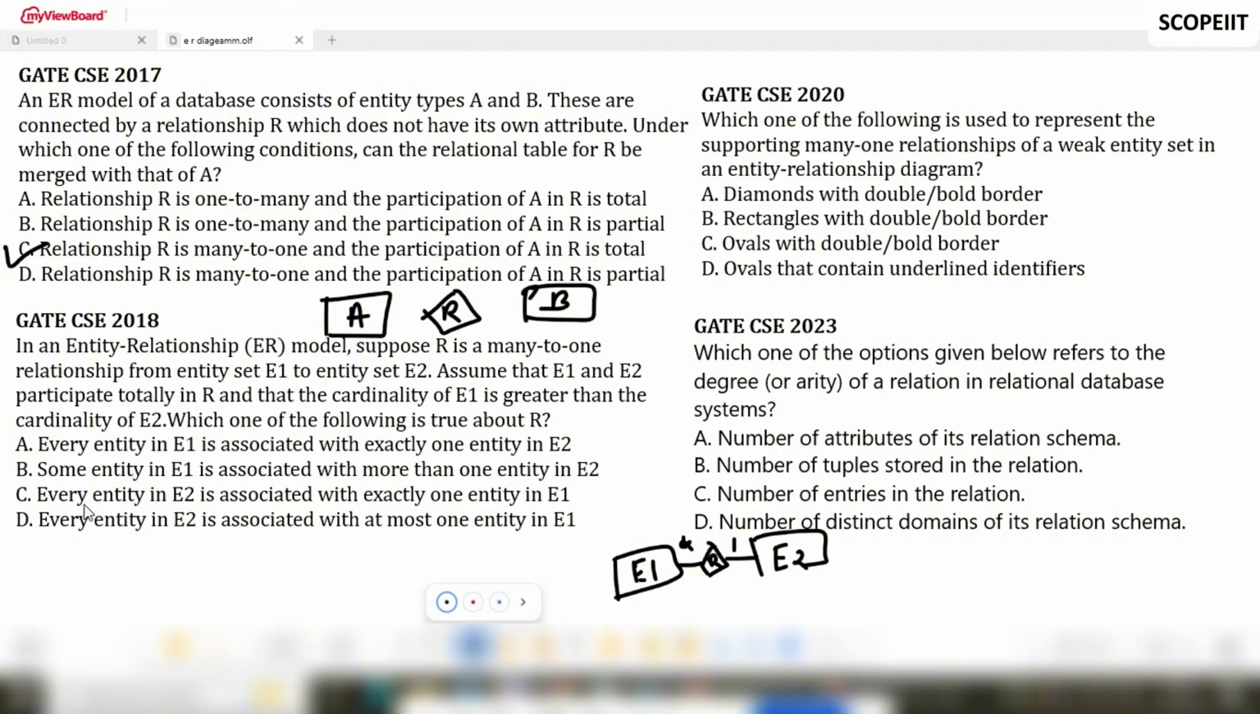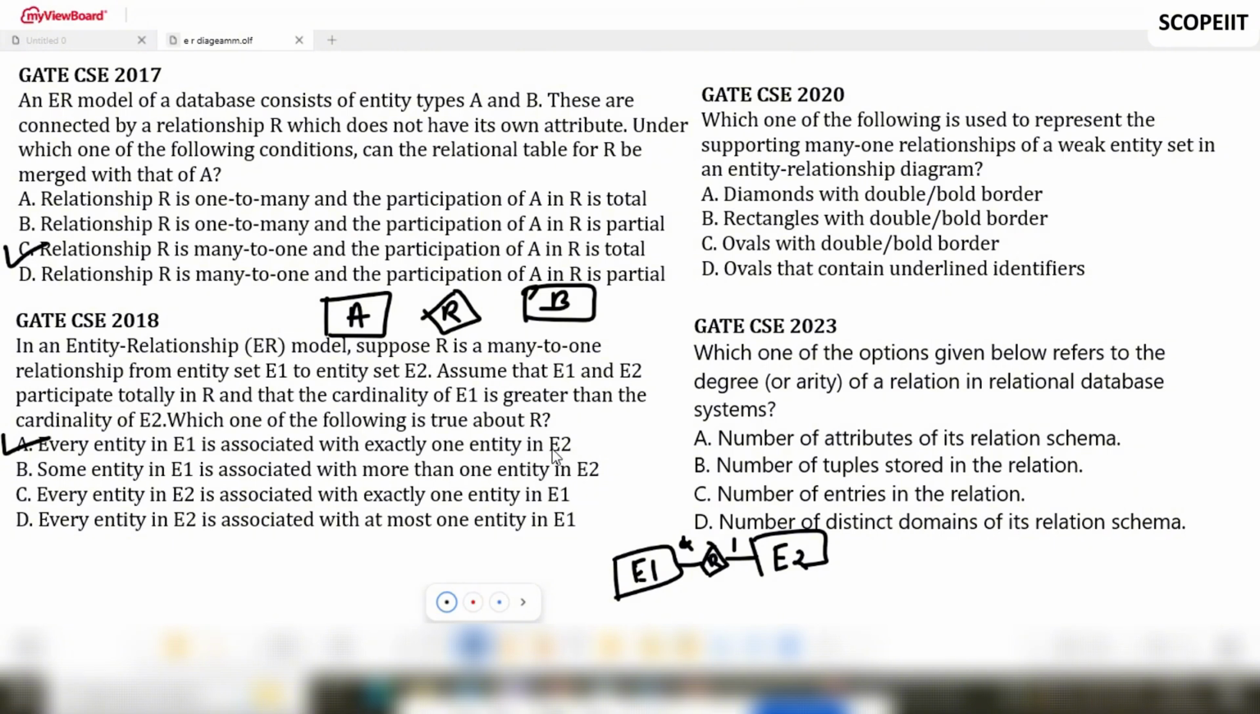Then option C says that every entity in E2 is associated with exactly one entity. And next, every entity in E2 is associated with at most one. Actually, these both are not applicable. Why? Because here an entity in E2 is related to more than one entity in E1. That's what they said, the many to one relationship. Hence, option C and D are also wrong. So the correct answer for this one is option A. That means every entity in E1 is associated with exactly one entity in E2.